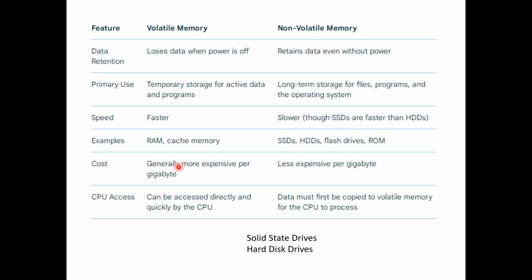Volatile memory can be accessed directly and quickly by the CPU. For non-volatile memory, data must be copied to volatile memory for the CPU to process. These are some of the features of volatile and non-volatile memory.